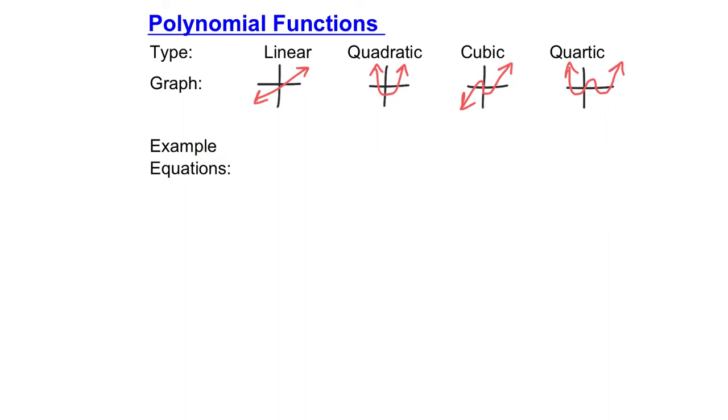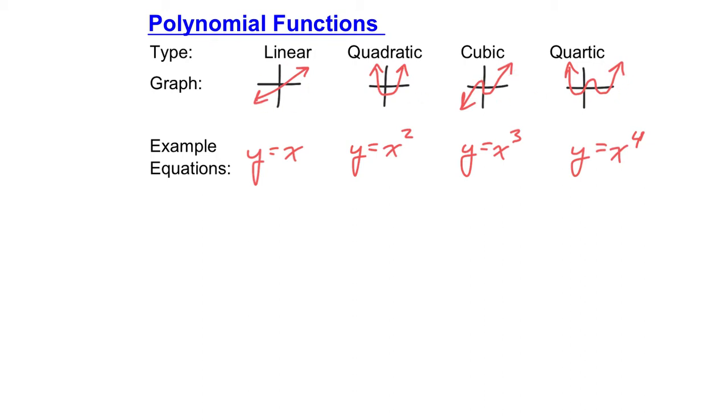Now, some example equations of each type of function. Here are the simplest equations for each. y equals x squared, y equals x cubed, y equals x to the 4. Notice the exponent, the highest exponent on x tells you the degree of the function, which tells you the shape of the graph.